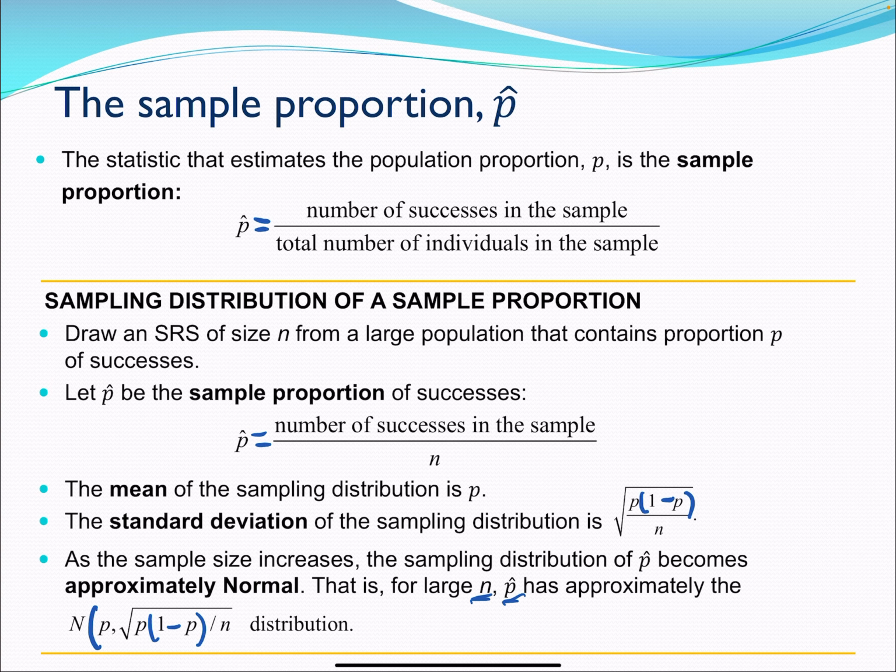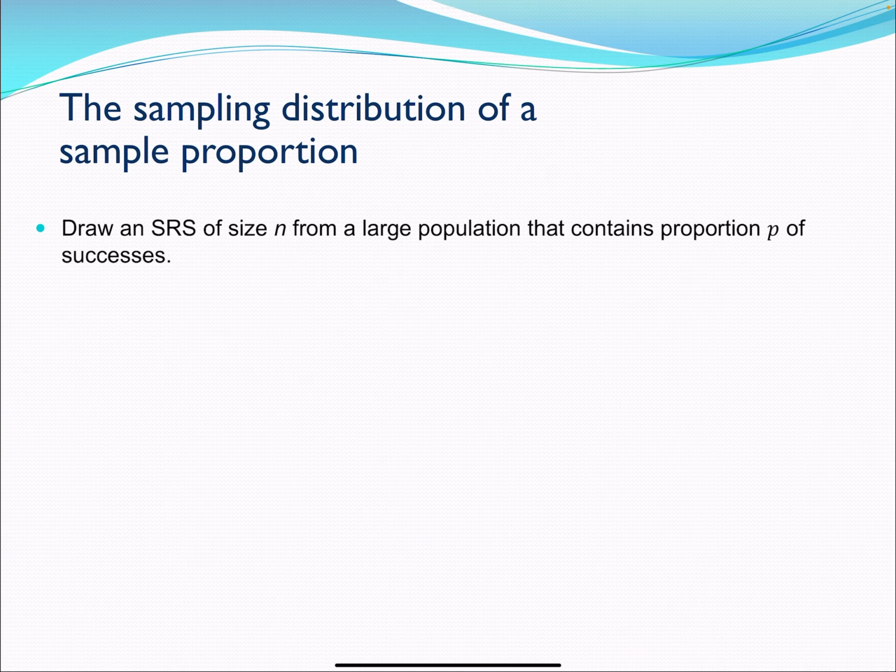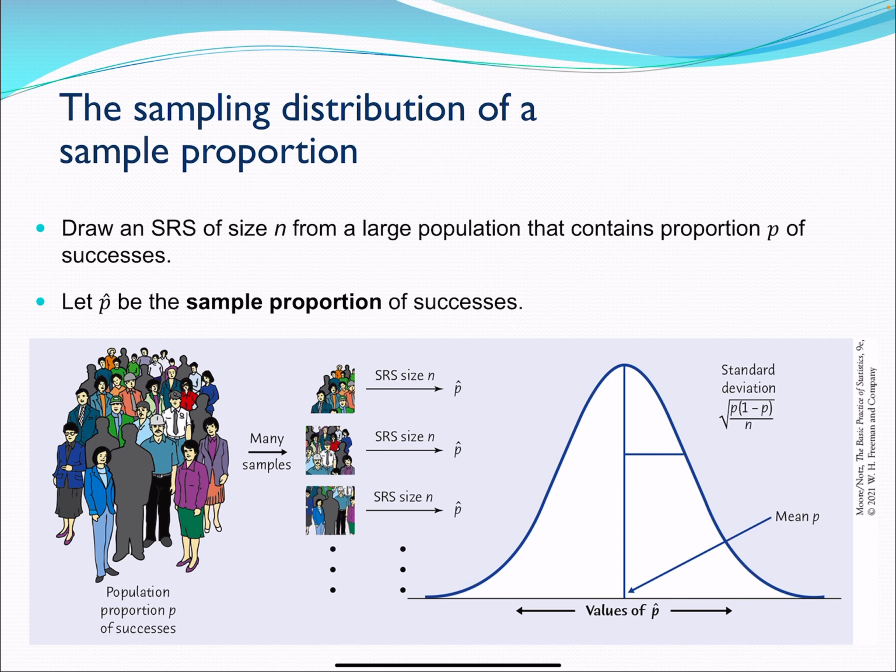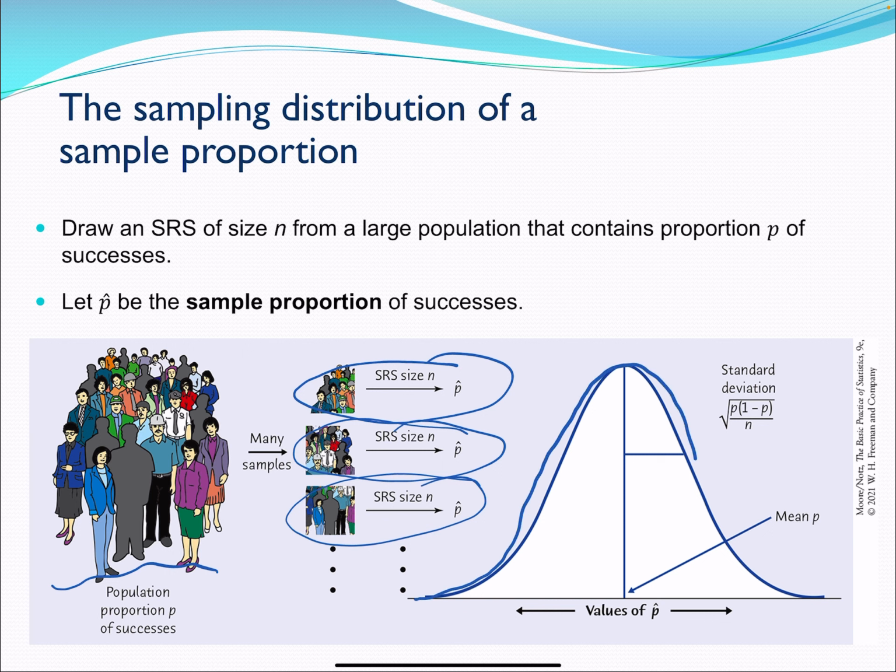So let's look at a visualization of this. Let's draw a simple random sample of size n from a large population that contains proportion p of successes. We'll let p hat be our sample proportion of successes. So I've got our large population, I'm taking my samples and calculating the p hat of those size n samples. And those sample proportions are going to fit a normal distribution where our mean is p and our standard deviation is given by this formula right here.